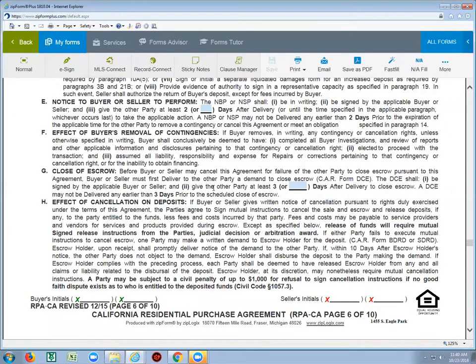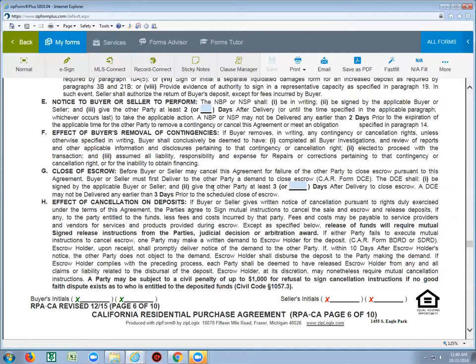Notice to buyer to perform or seller to perform. So the NBP or NSP, buyer to perform or seller to perform, should 1, be in writing, 2, be signed by the applicable buyer or seller, and 3, give the other party at least 2 days. That's the default, unless you want to change it.